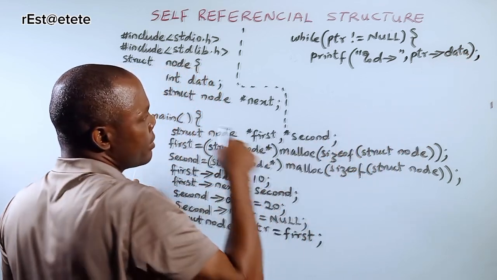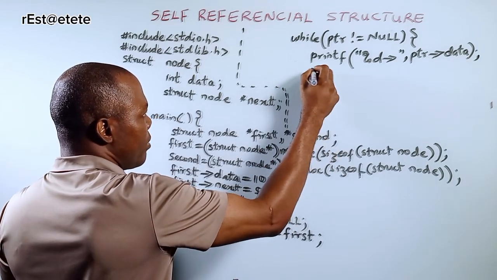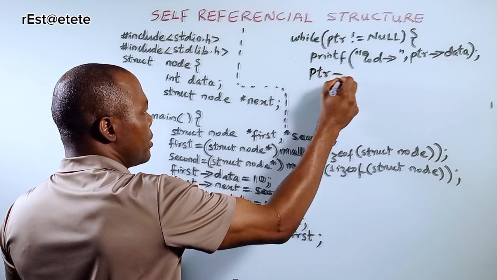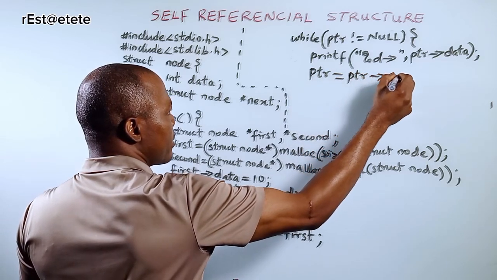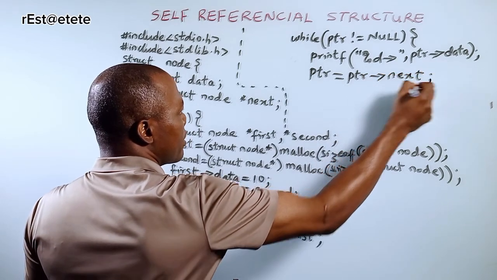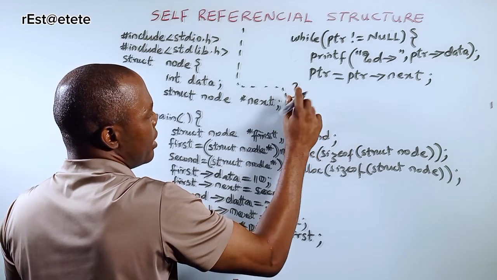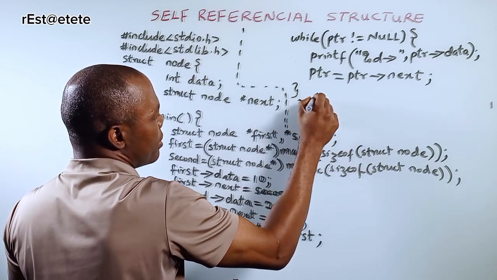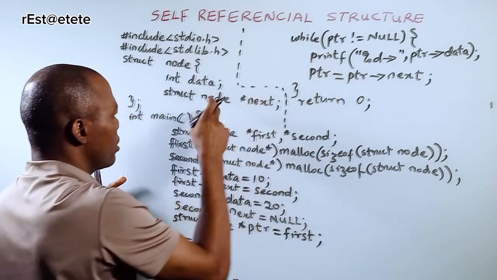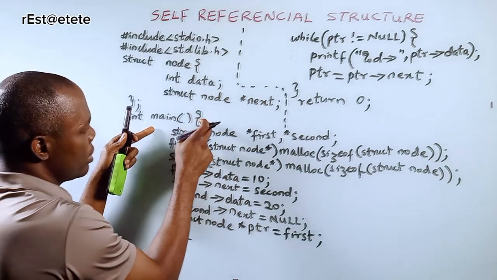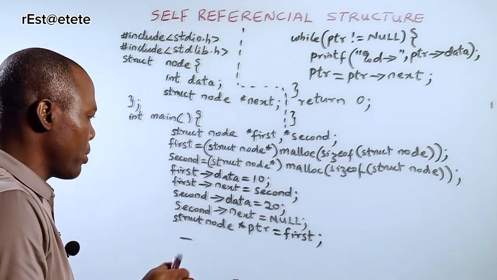I hope you can still see. ptr data. Then I'm going to change the value of ptr. ptr assign ptr next. Then I'm going to close this here. So I'll write return 0. Then I'm going to close my main, which is this one. So that is my program.